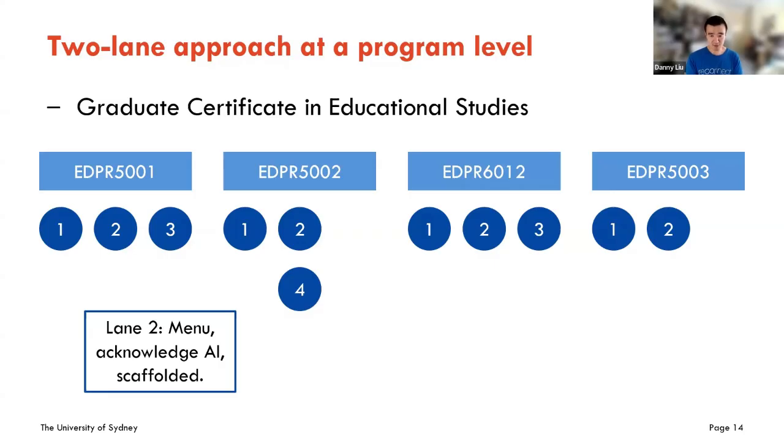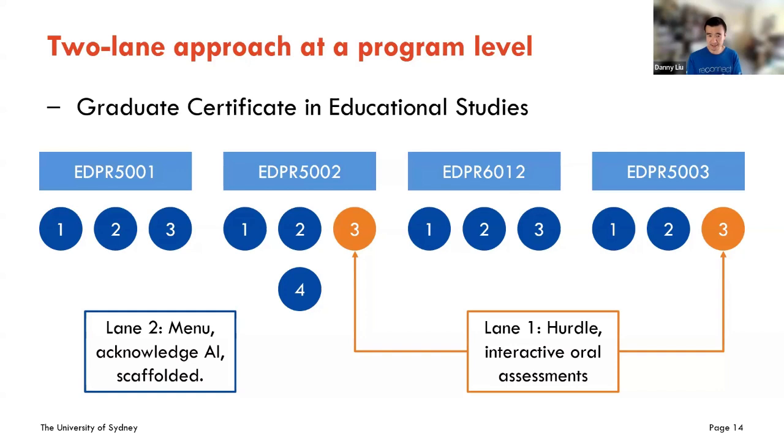And this means that students could use any AI they wanted to, but we showed them in class how to use particular AIs that would actually be useful for their learning as opposed to circumvent their learning. So we showed them the menu, we scaffolded the use of AI, and we asked them to reflect upon and acknowledge how they use AI.